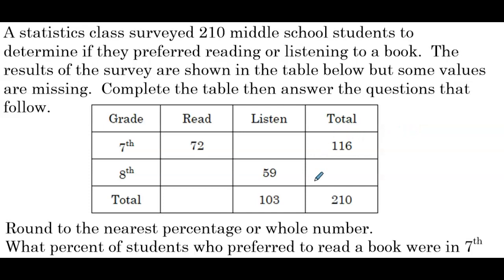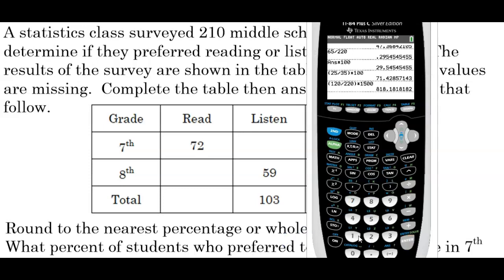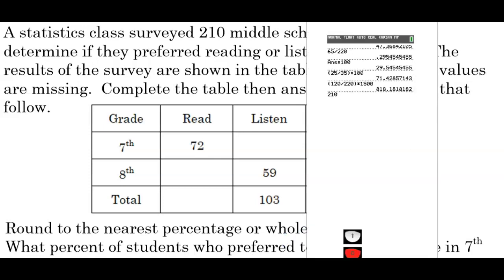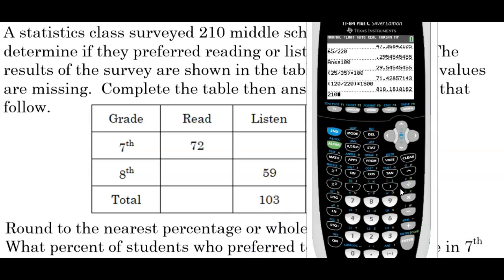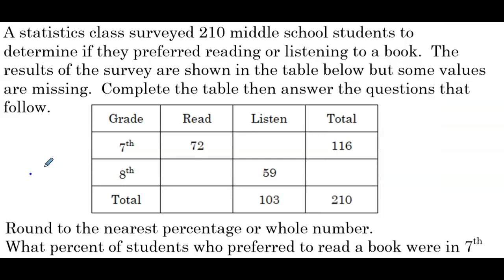Okay, so for instance, looking right here, the total number of 7th graders is 116. We're missing the total number of 8th graders, but we know when we add them, we have to get 210. Okay, so we can use our calculator, right? 210 minus 116. And we have 94.